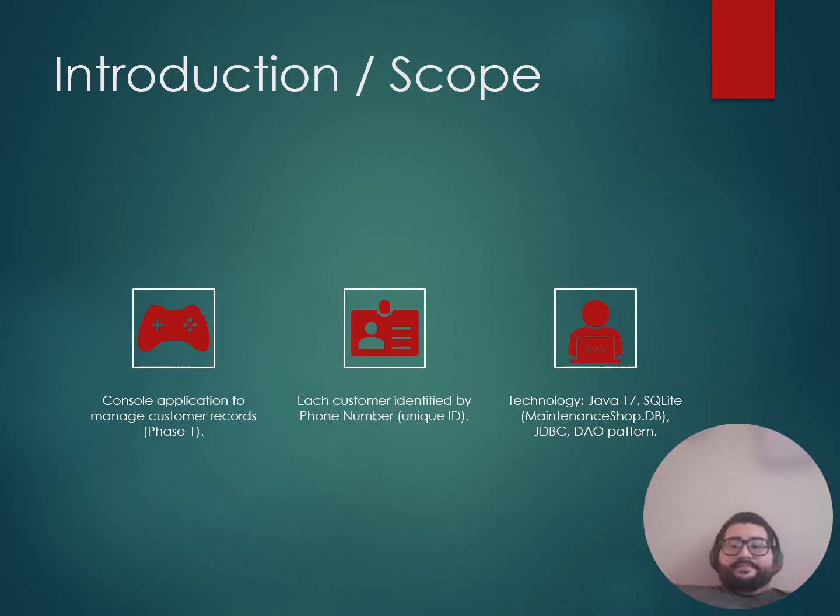As we stated in our last presentation, this console application is here to manage all the customer records for the maintenance shop. Each customer is going to be identified through their phone number, which is our primary key in our database. And then we're going to be using Java and SQLite for our database, as well as Java to create our different classes and our DAO pattern.